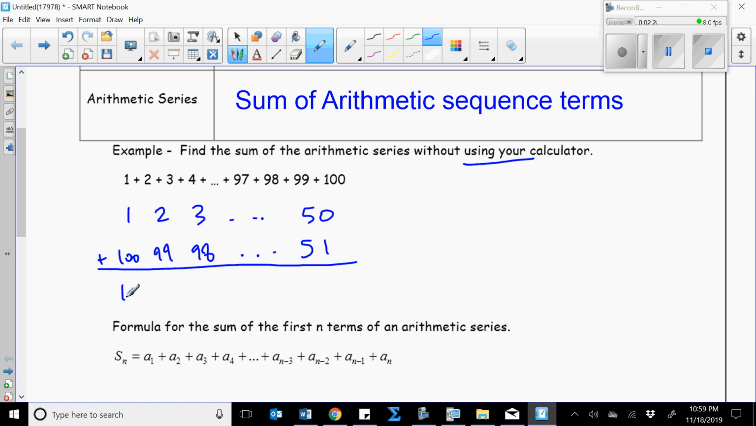So 1 plus 100 is 101. 2 plus 99 is 101. This is 101, and 50 plus 51 is again 101. Then he added all these terms. Basically here we have 50 of 101. So instead of adding all these, he just multiplied 50 by 101, which is equal to 5050. So that's how he added all the terms from 1 to 100.